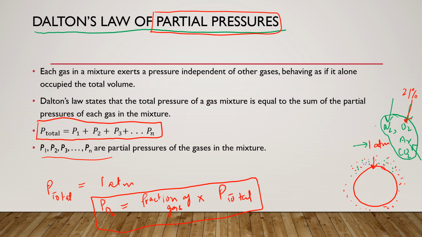So for example, in case of oxygen it is 21%, so fraction is equal to percent divided by 100. Therefore, it is equal to 21 divided by 100. That's how we calculate the fraction multiplied by P total. P total is 1 atm. So therefore, the partial pressure of oxygen is 0.21 atm. Similarly, you can calculate the partial pressure of any other gas as long as you know the total pressure and the percentage of that gas in the mixture. And if you add all the partial pressures, you will get the total pressure.